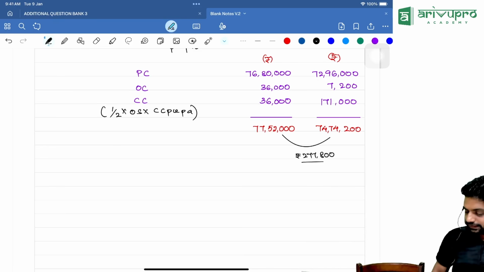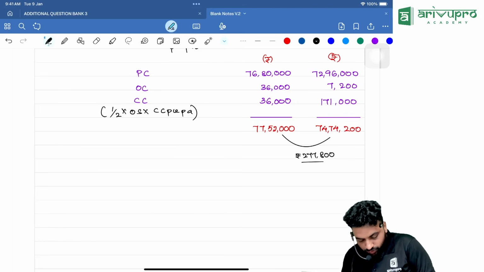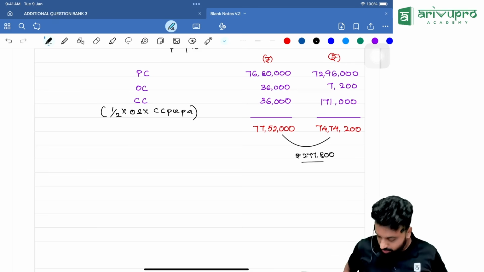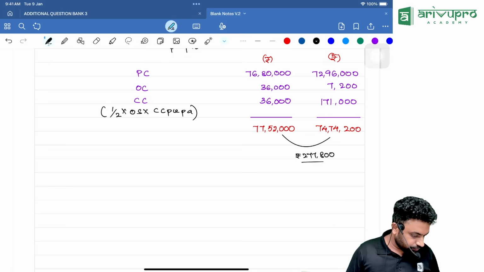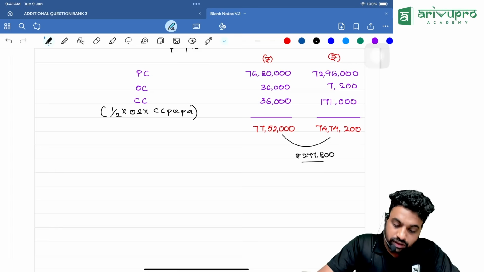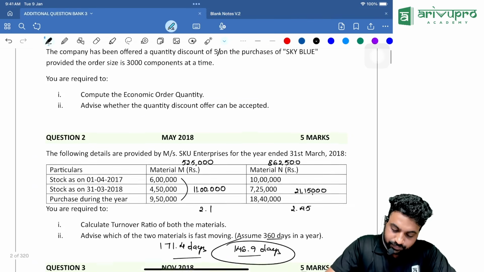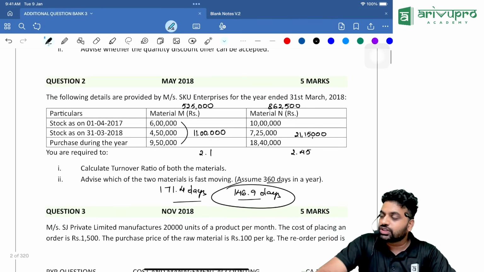Anyone any doubt in this? No doubts? Okay. If there is no doubt, then we can proceed to the next one. Shall we? Yes. Second one. Second one, it's actually already done.